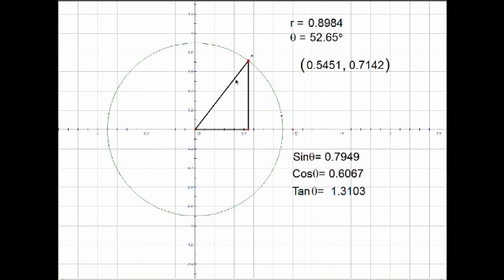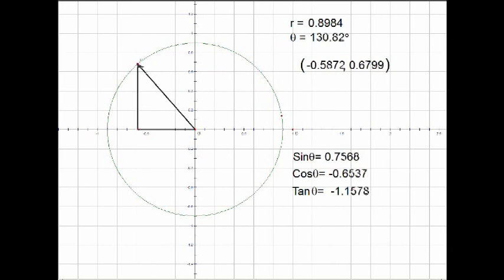For definitional purposes, the hypotenuse or the radius is always counted as a positive quantity. So in the first quadrant, opposite and hypotenuse are both positive, so the sine is going to be positive. In the second quadrant, opposite and hypotenuse are both still positive, so the sine is going to be positive.